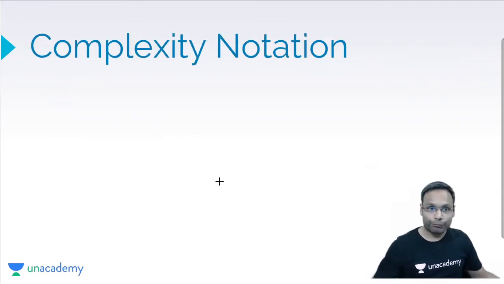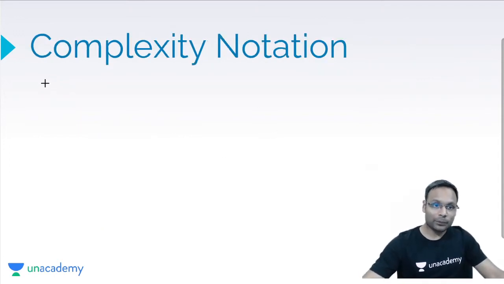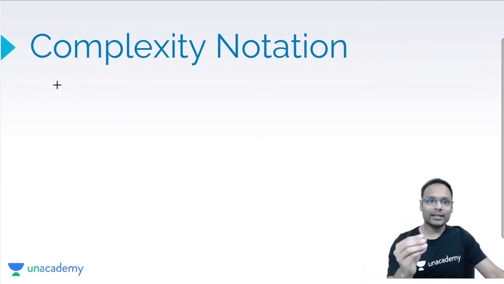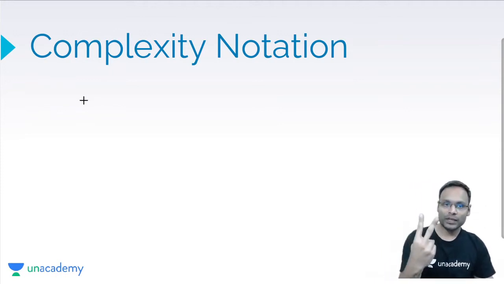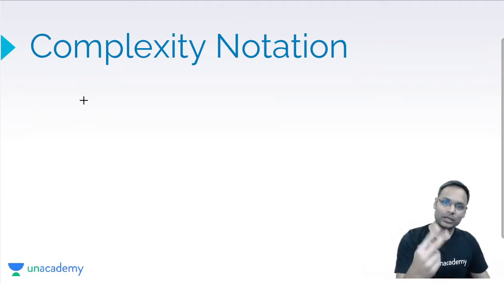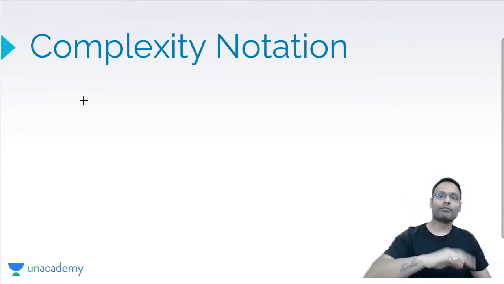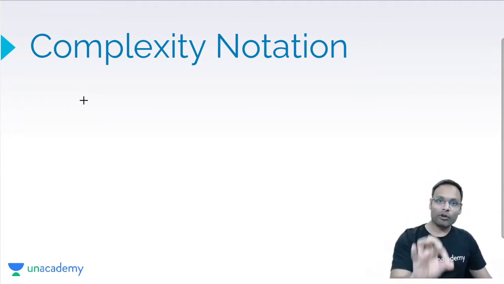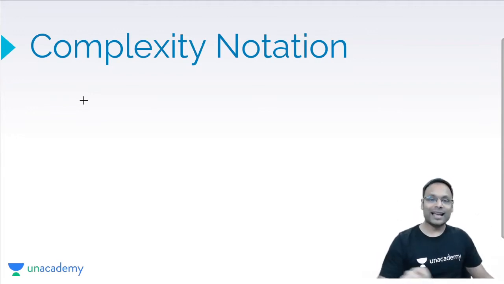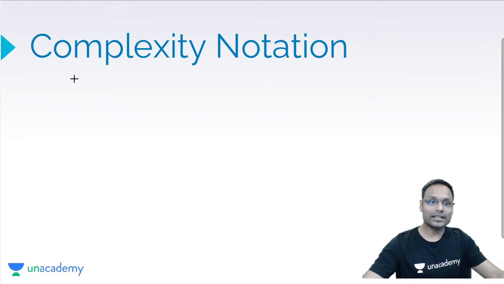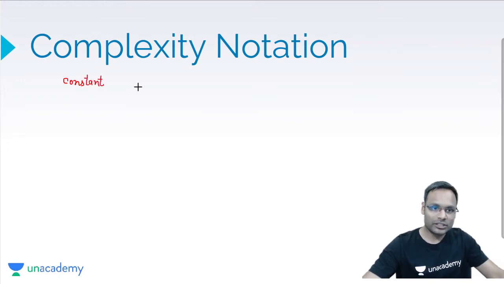Now, suppose T of n is a constant value. If you have n equals 1 input, the number of steps is 2. If n equals 2, the number of steps is 2 only. If n equals 5, then 2. If n equals any value, the number of steps performed is always the same, always constant, then that is notated as constant complexity. And to denote the constant complexity, we write a notation which is 1.